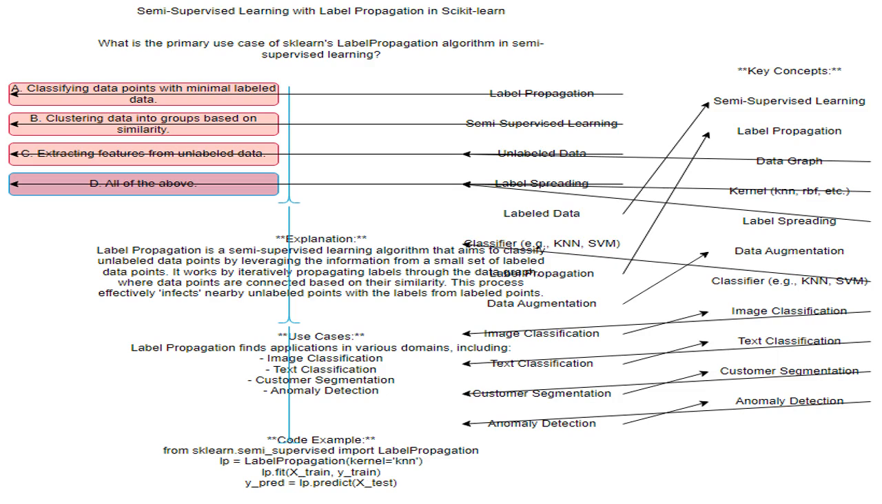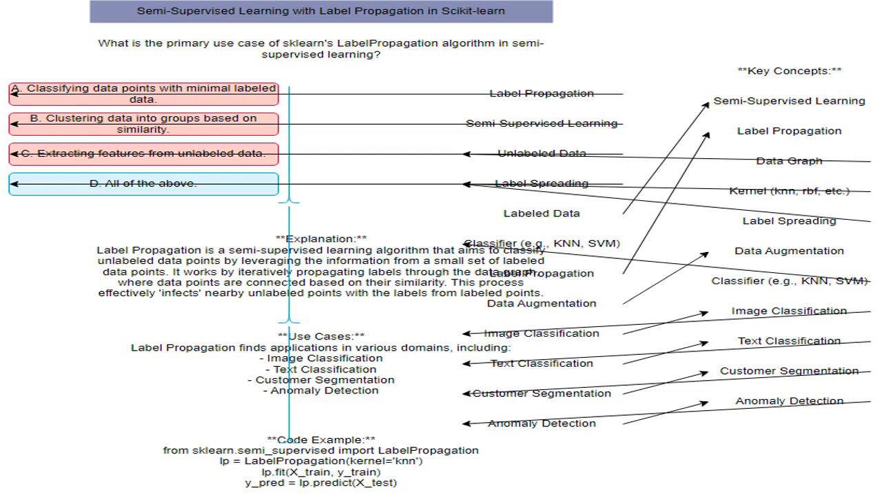True. Label propagation is designed to classify unlabeled data by using a small set of labeled data points. This aligns directly with classifying data with minimal labeled data.